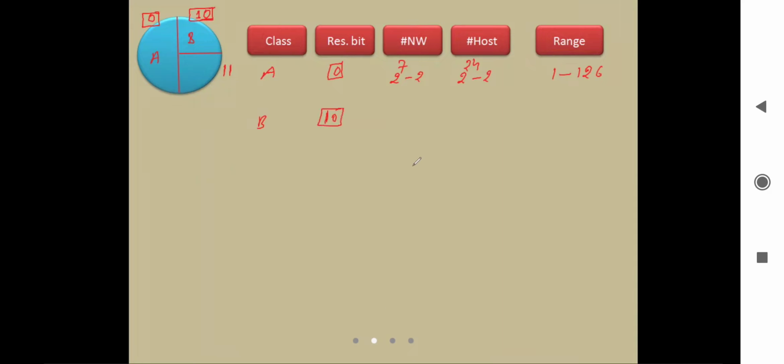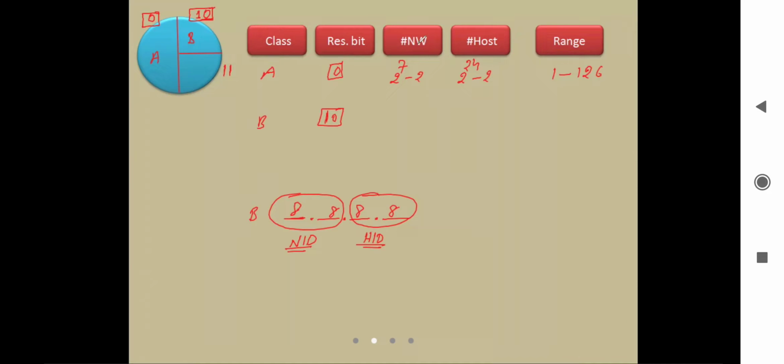And now we want to find out the number of networks in case of class B. Here is the first octet, after that the second octet, third octet and fourth octet. Here 8 bit, 8 bit, 8 bit and 8 bit. So in case of class B, these two octets are used for the network ID and the remaining two are used for the host ID.